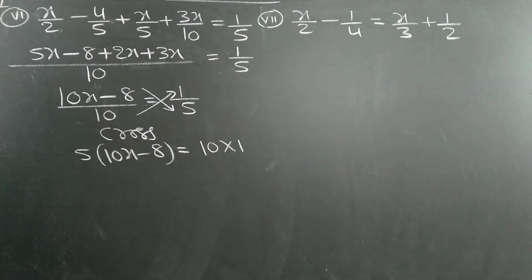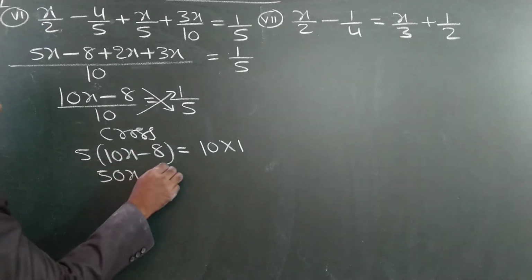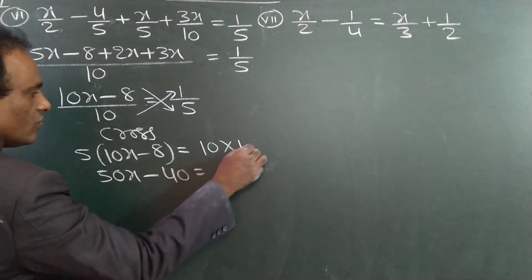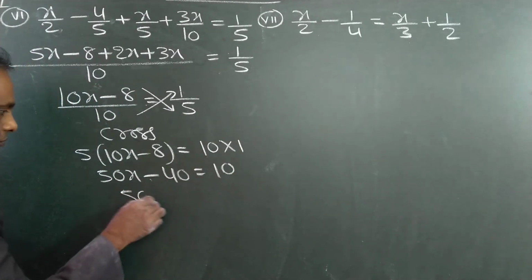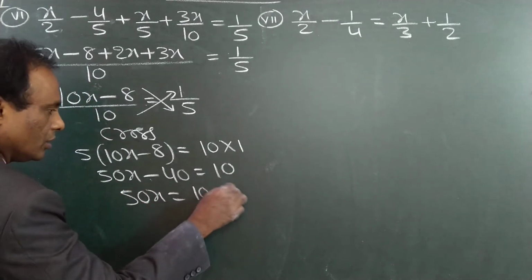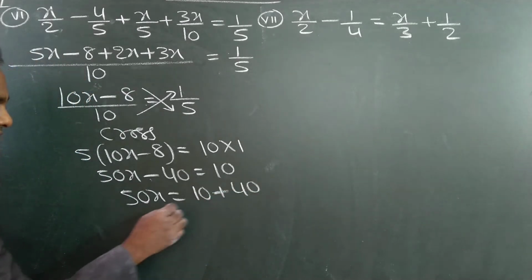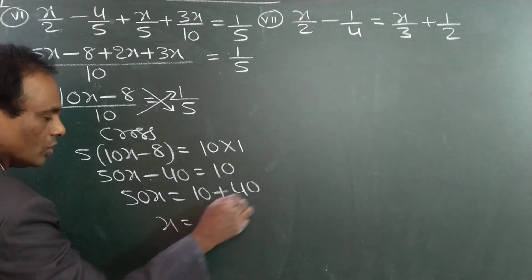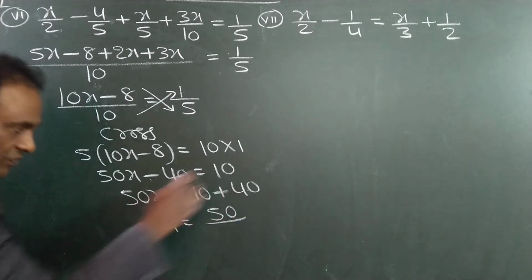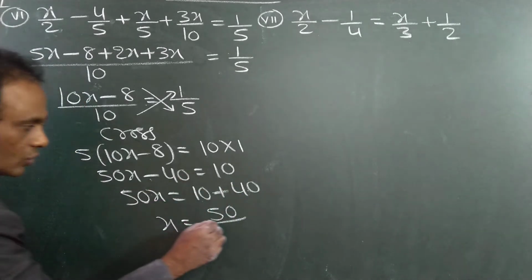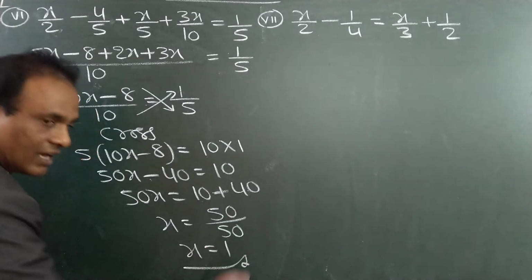It is convenient. 5 tens are 50. 5 8s are 40. 10 ones are 10. Minus 40 on the right side. Minus 40 that side, plus 40. 40 plus 10, 50. x is equal to 50 by 50. Here it is into. Into means it will become the denominator. 50, 50 cancel. One is the answer. Do it.